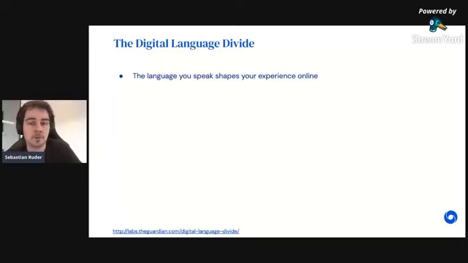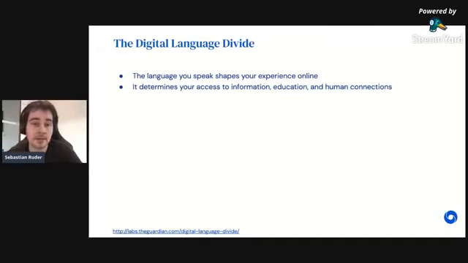And in particular, if you've been using the internet and maybe speaking different languages, you might have noticed that depending on what language you try to use on the internet really affects and shapes your experience online. In particular, if you were trying to use the internet with a low resource language, you would be limited a lot in terms of the information that is available to you, the educational resources perhaps, and even the connections you can make online.